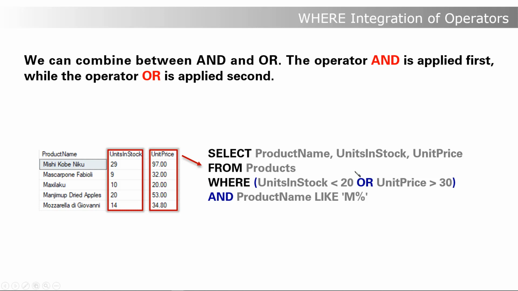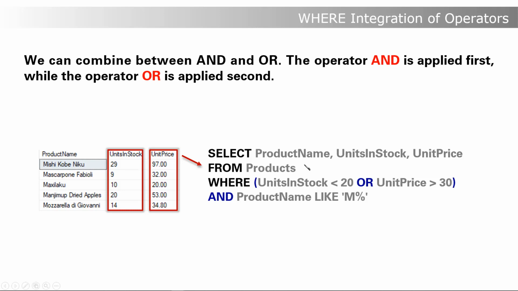In this example, we can see that we want the product name, units in stock, unit price from the product table, but we want at the same time the product name that starts with M, and the units in stock will be less than 20, or units in stock will be higher than 30. So let's look at the combinations.